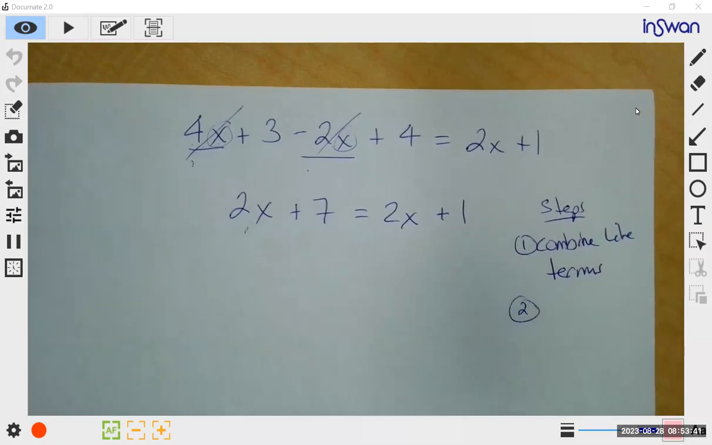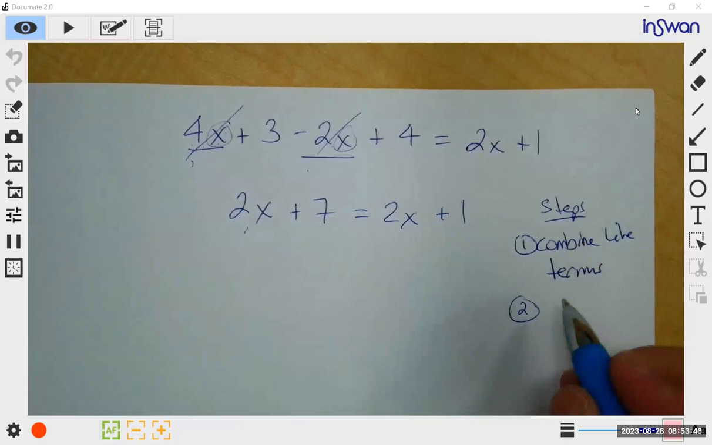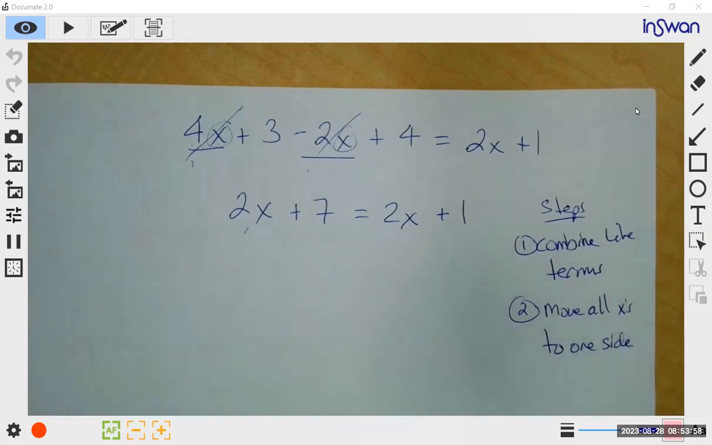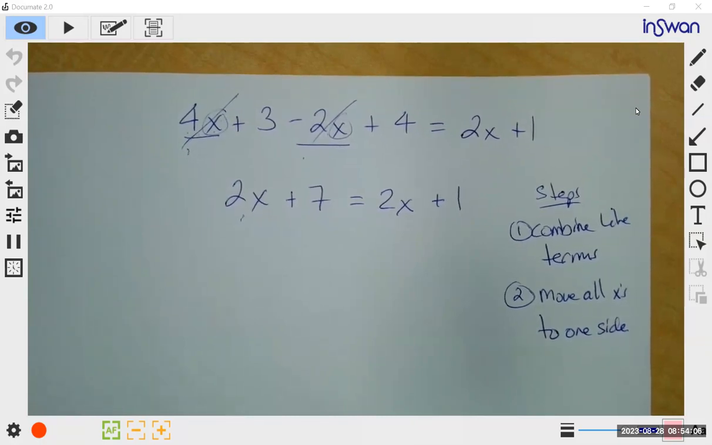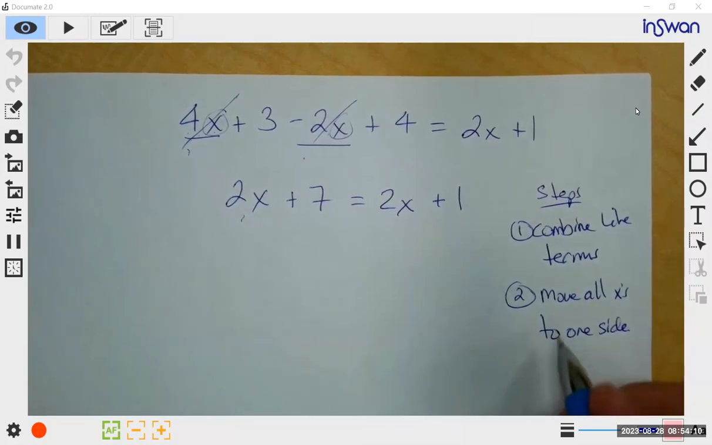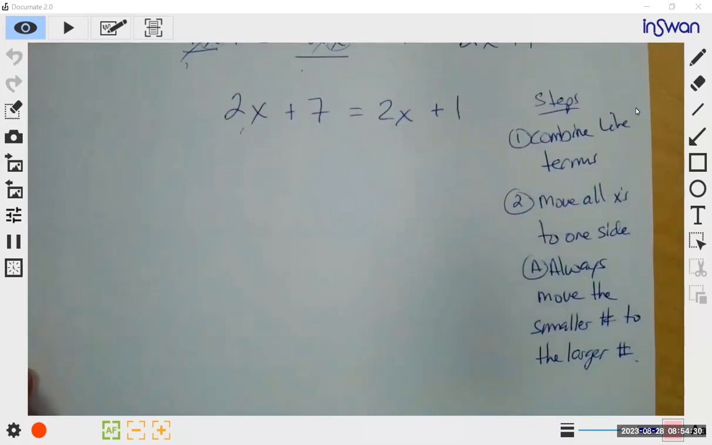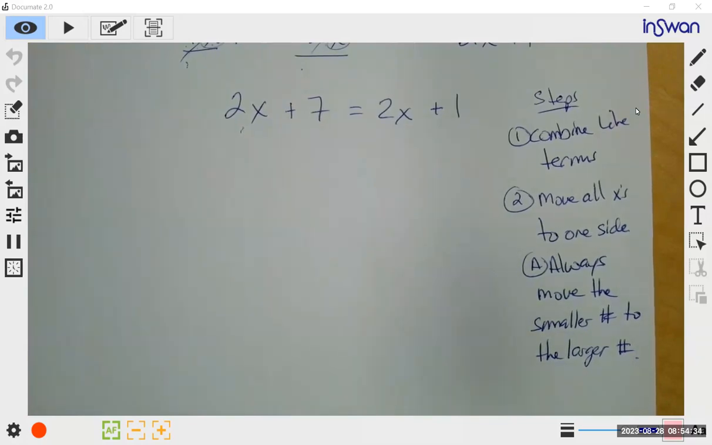The second step, you notice we have x's on both sides of the equal sign, right? So now we have to move all x's to one side. It doesn't matter which side, or does it? It doesn't really, but it does in the long run because we don't want to deal with negative numbers. So here, always move the smaller number to the larger. Always move the smaller. When you have x numbers on both sides and you try to move them, always move the smaller to the larger. And I'll show you why in a second.